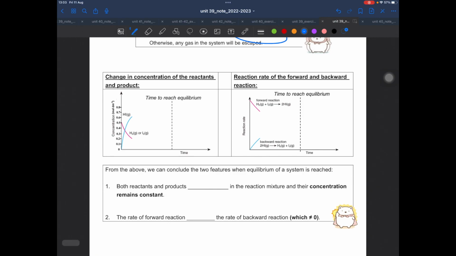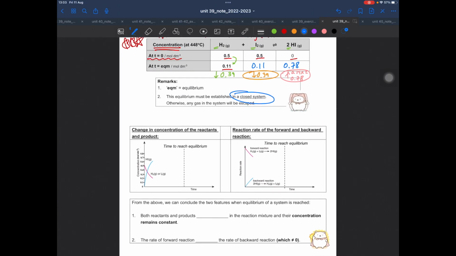Right. Next one is, how can we interpret this experiment graphically? So let's see, with the reactant first. Hydrogen starts at 0.5 and finally, at the moment it reaches equilibrium, it turns to 0.11. So it will drop gradually. Eventually, after this point, it will become a horizontal line because the concentration no longer has any change.